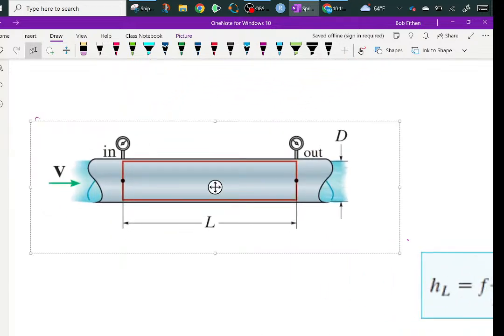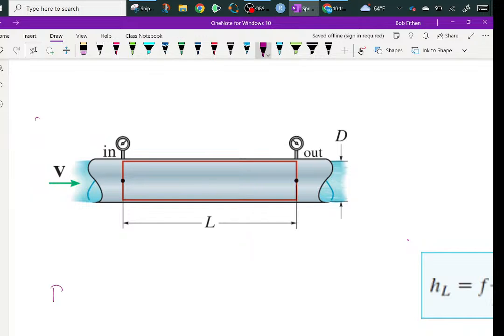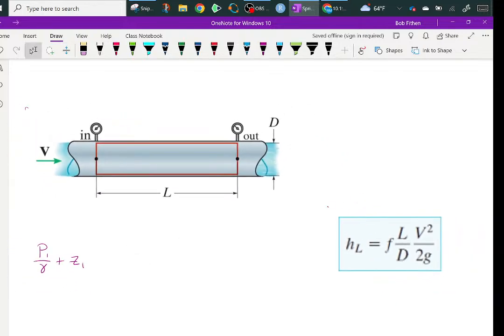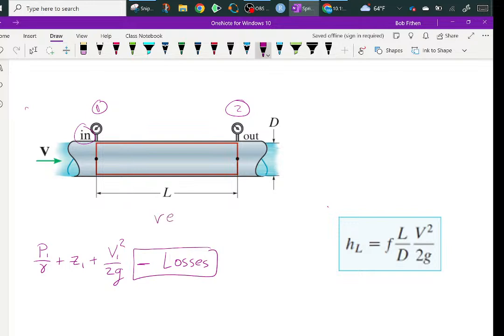So ordinarily, you would call this in and out. If you were basically to write Bernoulli's equation here, I'm going to write it this way. Okay, so I'll say this is location 1. This will be location 2. Minus losses. Okay, and we're in the real world now.